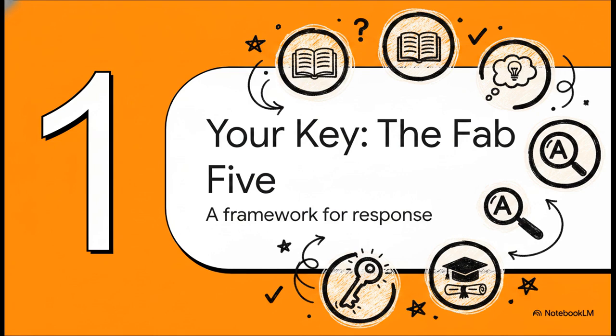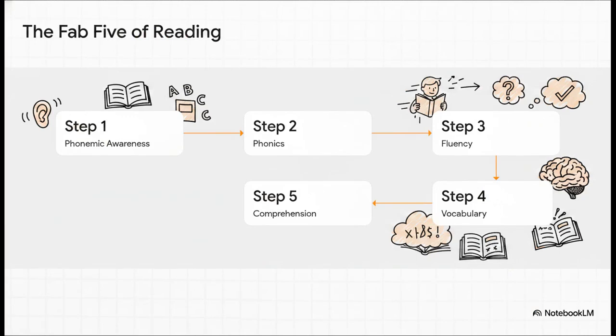It's called the Fab Five of Reading. And seriously, this isn't just some random list of terms. This is the framework for pretty much any question they can throw at you about teaching reading. If you get this, you've got the key to a great score. And here they are: phonemic awareness, phonics, fluency, vocabulary, and finally, comprehension.